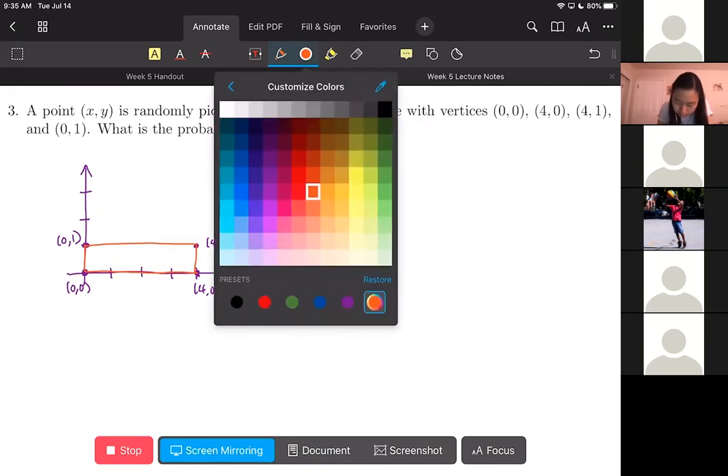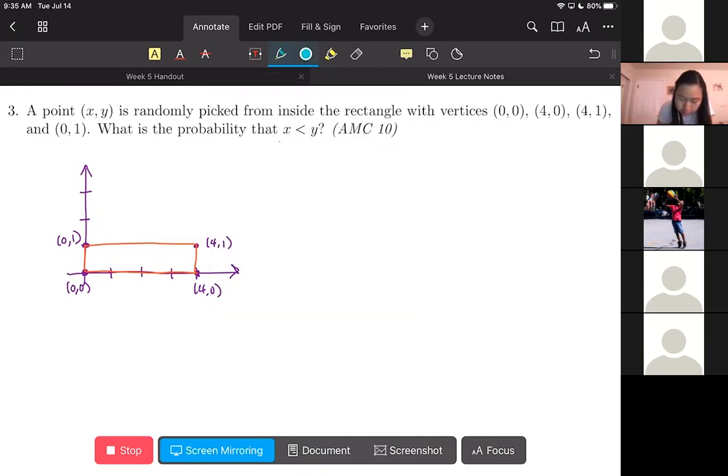So let's go back. In this case, the constraint is x is less than y. So we actually want to plot this line. x is less than y looks something like this. So this is the line x equals y. And if we want x to be less than y, which side of the line does it need to be on? The left side. Yeah, it needs to be on the left side.